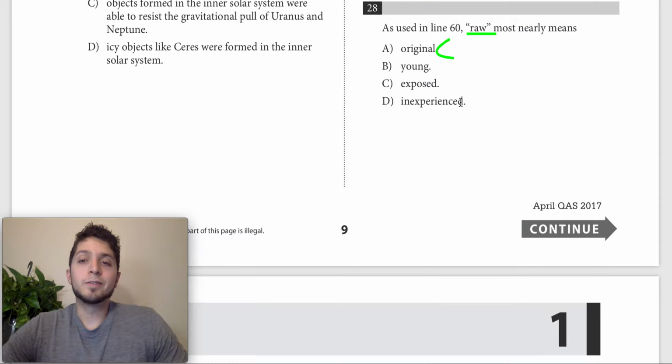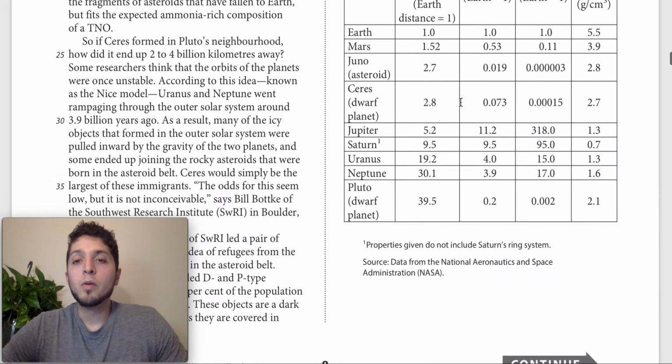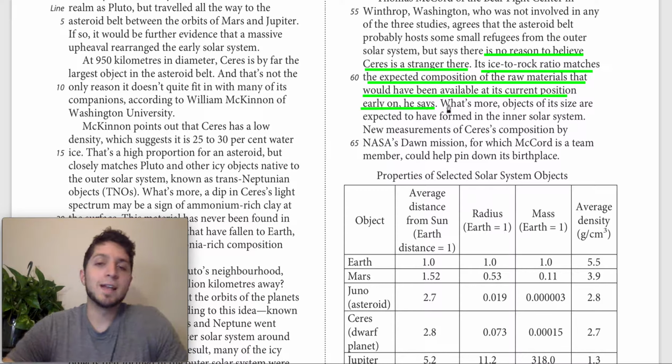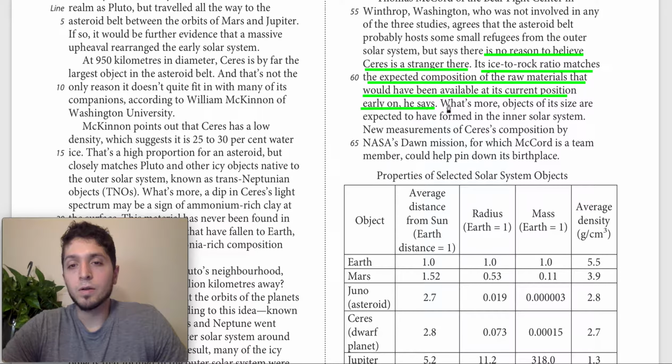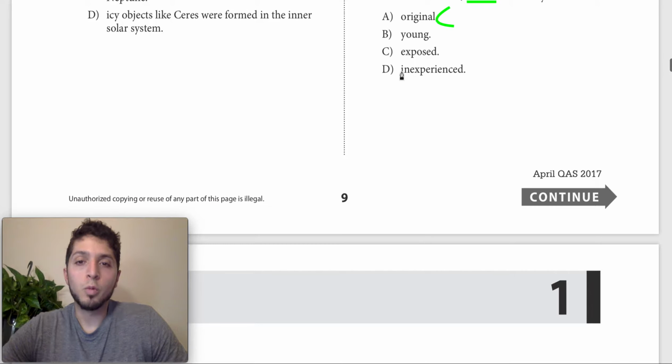Young is answer choice B, which doesn't really make too much sense. We can talk about young when we're talking about inanimate things, but for the most part, we're talking about animate objects. But what B is saying here would be as if we're saying that the expected composition of the young materials as opposed to the old materials that are there, it just doesn't really fit, doesn't make sense for what we're trying to say, so we can eliminate B.